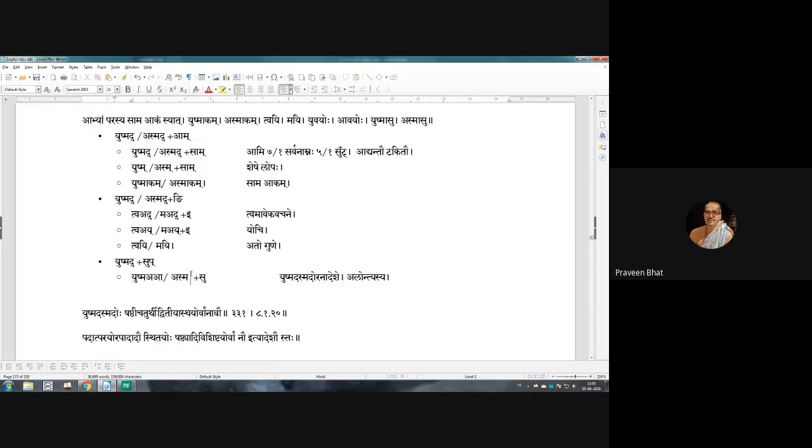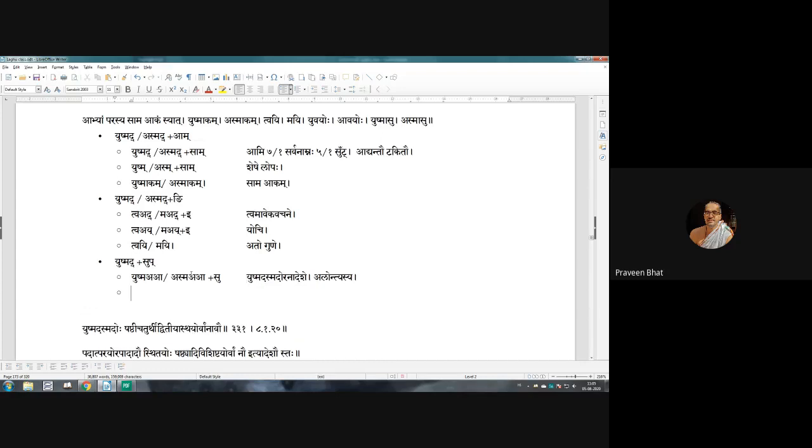Asma A. For Asma, you will get Asma, A and A. Ato Gune, Akasavarne Dirgha as needed, and you will get finally Yushmasu or Asmasu. That is Saptami Bahuvachana. So now this declension is over, but there are optional forms.